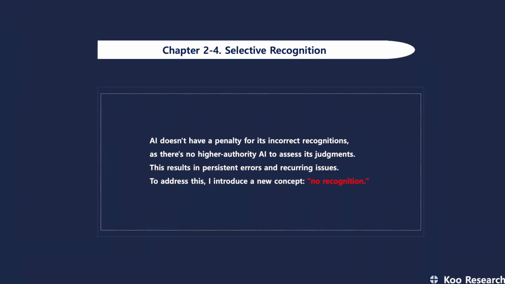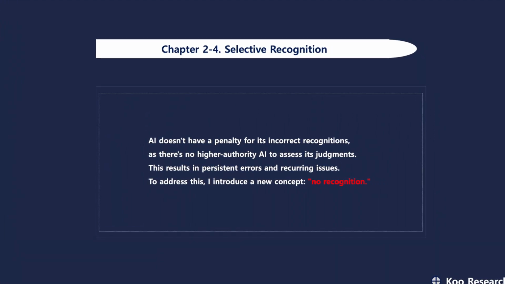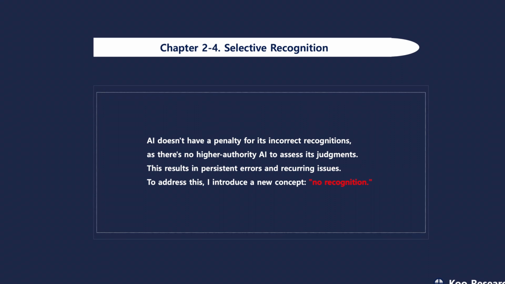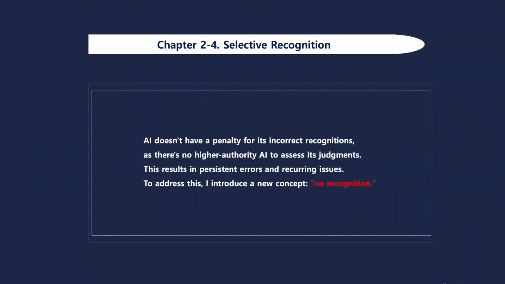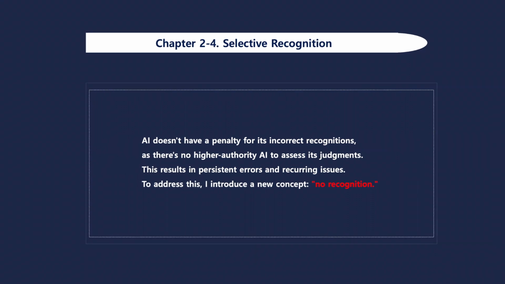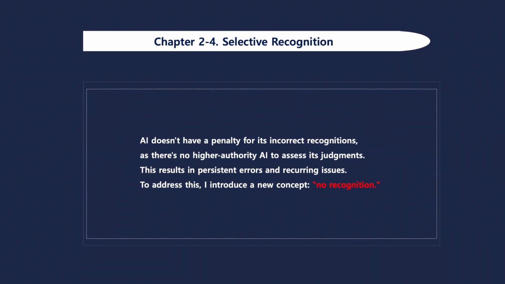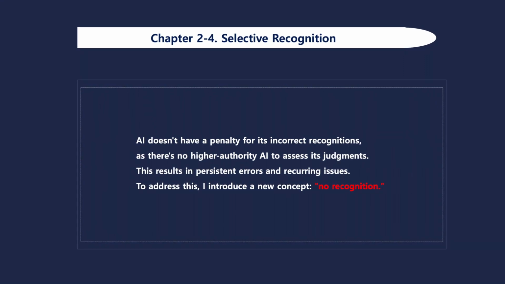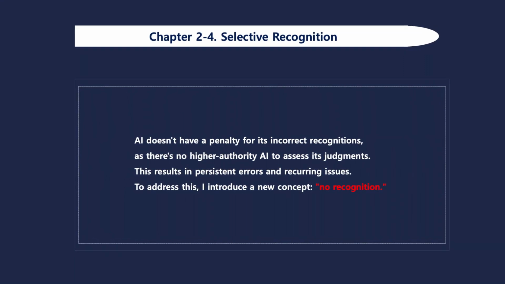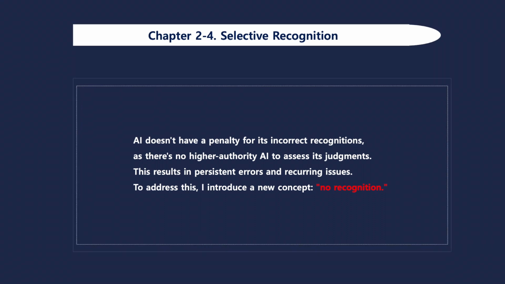Chapter 2 to 4. Selective Recognition. AI doesn't have a penalty for its incorrect recognitions, as there's no high-authority AI to assess its judgments. This results in persistent errors and recurring issues. To address this, I introduce a new concept, no recognition.